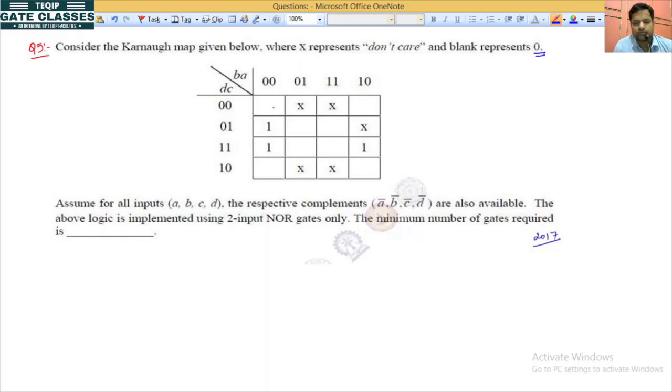So we know that whenever we are going to implement with NOR, the function that is easy for NOR implementation is product of sums. Okay, so we will calculate product of sum here. So it will be 0, this one is 0, this one is 0, 0 0 0 0 0. Okay. Now for this one we have D bar.